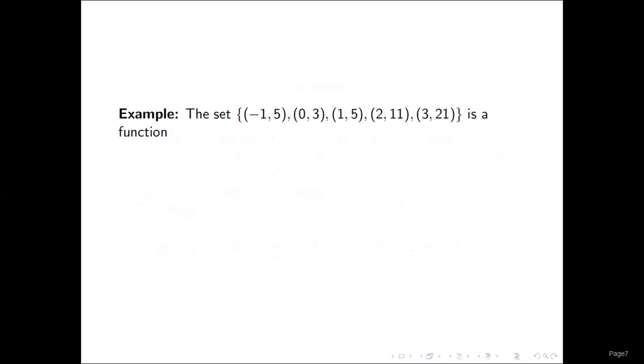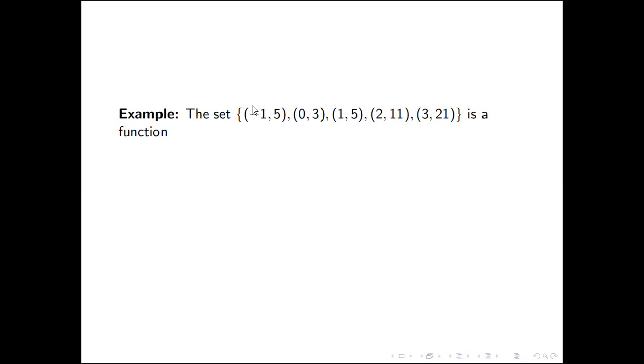So let's illustrate this with an example. Consider that set on the screen there, whose elements are (-1, 5), (0, 3), (1, 5), (2, 11), (3, 21). There are 5 elements only in this set, although we usually think of it just as a set. However, this set can be thought of as a function. Why? Because it pairs elements.